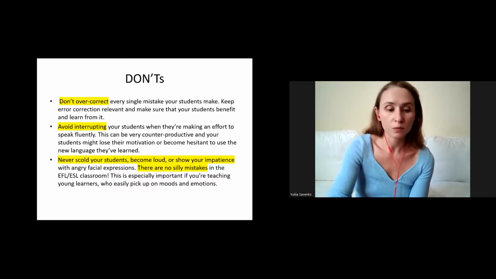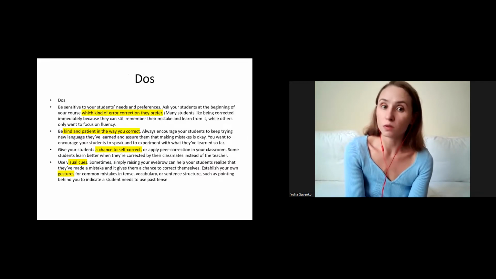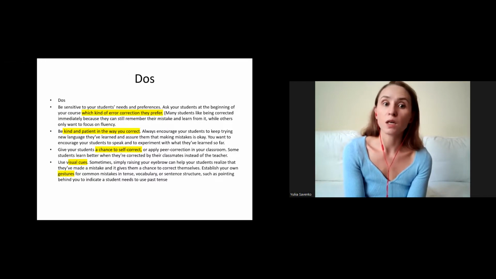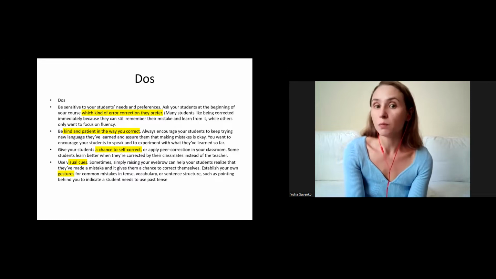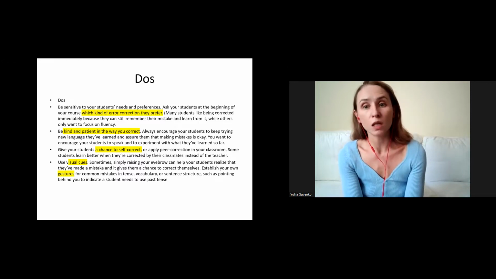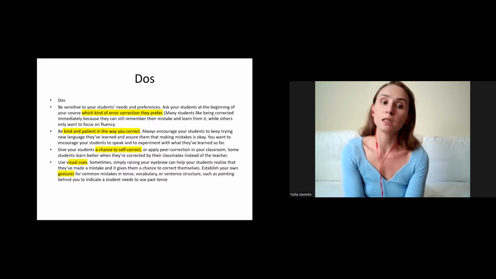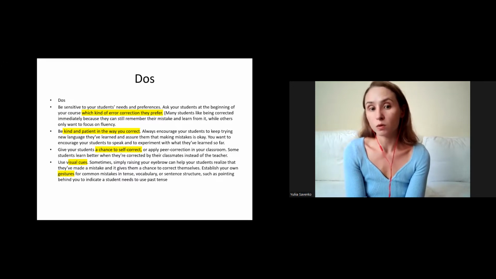And something that we should do is to be sensitive to your students, and ask your students at the beginning of your course which kind of error correction they prefer. Some students like to be corrected because they can see their progress, and some students do not like to be corrected, or it can be individual error correction. Be kind and patient in the way you correct your learners. Give your students a chance to self-correct. Sometimes they need just more time.